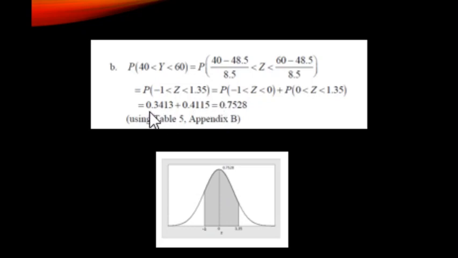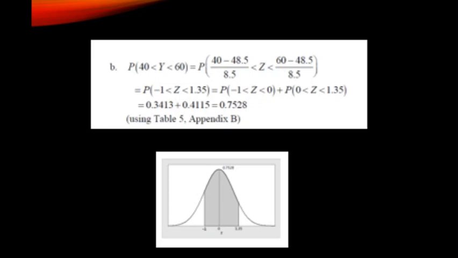We add these two. So 0.3413 when z is 1.0 from the table, and then locating 1.35 will give us 0.4115. The total is 0.7528. So here are the examples for the normal probability distribution.